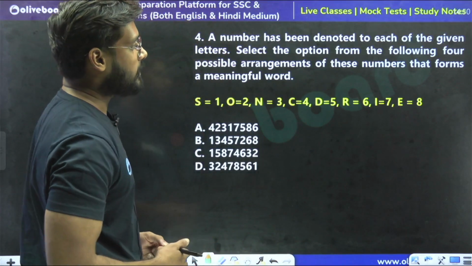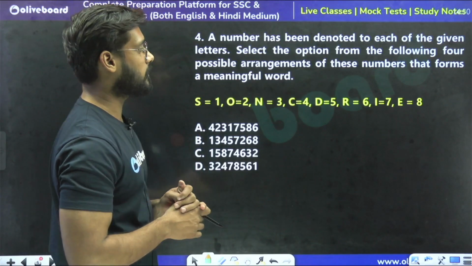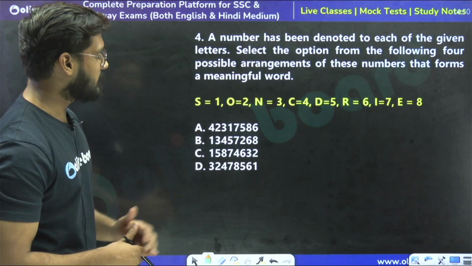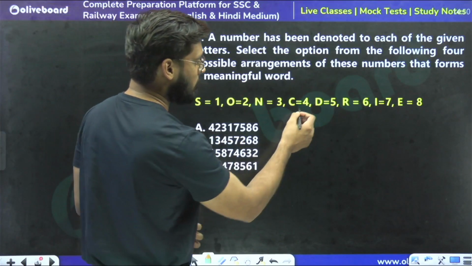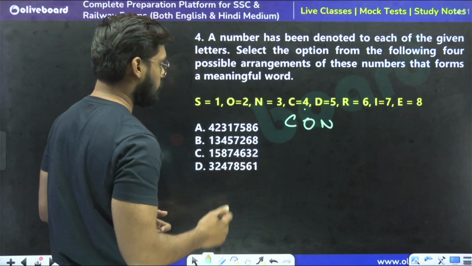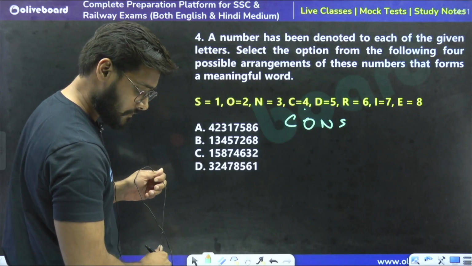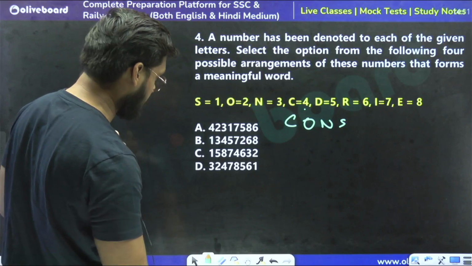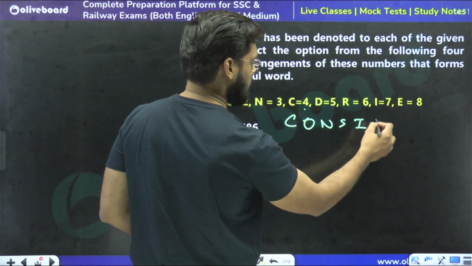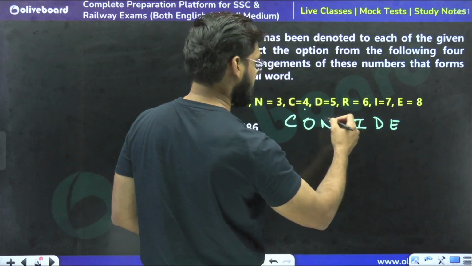A number has been denoted to each of the given letters. Select the option from the following 4 possible arrangements of these numbers that forms a meaningful word. We need to make a meaningful word with the help of these letters. Let's see option number 1. If I am starting with 4, 2, 3, 1. 4 means C, 2 means O, 3 means N, 1 means S. C-O-N-S. Then after that 7 is I, C-O-N-S-I, 5 means D, C-O-N-S-I-D, it should be consider, 8 means E, and 6 means R. Consider.